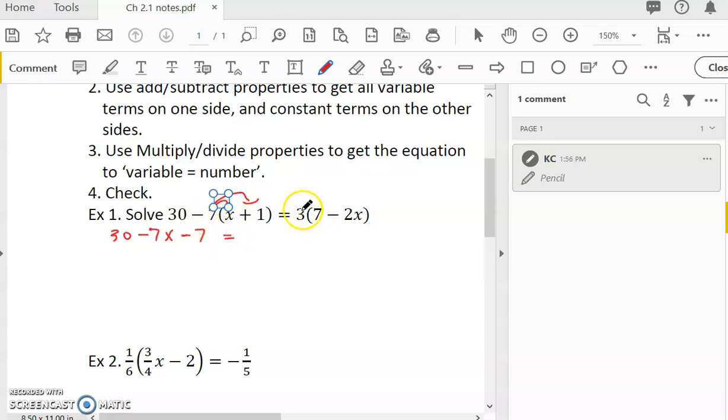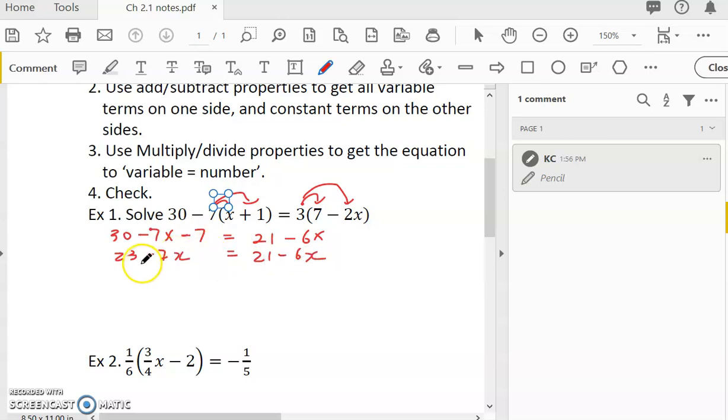And then here, this is a positive 3, so you would distribute the 3 to it. So it's 21. I don't have to change sign, because positive 3 times negative 2x is negative 6x. So I combine like terms on this side first, which is 30 minus 7. Not this 7, but this 7. So it's 23 minus 7x is equal to 21 minus 6x.